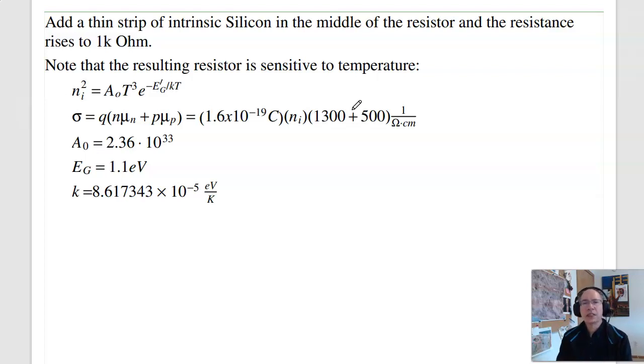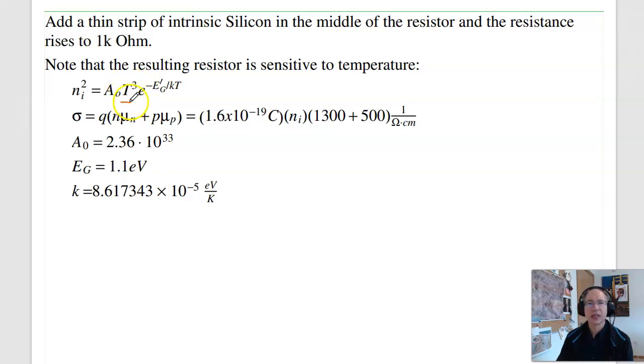Note that the resulting resistor is sensitive to temperature. Again, as temperature changes, again, this is in Kelvin, not Celsius. 0 degrees Celsius is the freezing point of water. Silicon doesn't care about the freezing point of water. 0 degrees Kelvin, that is important. So actually here, this is T in Kelvin. The number of free electrons varies with temperature. That affects the conductivity, that affects the resistivity.